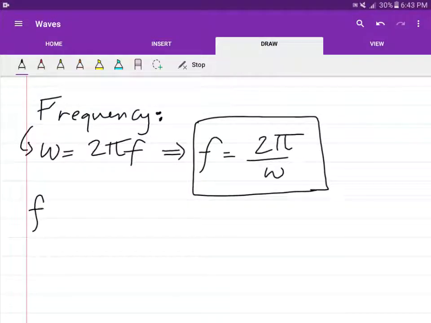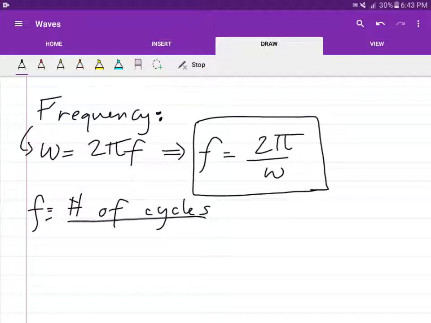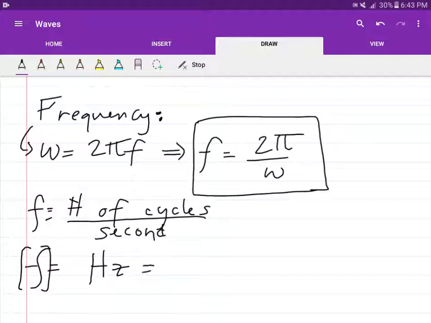So frequency tells you the number of cycles per unit of time or per second. So it is measured in hertz. Or if you want to take the units of frequency, it is equal to 1 over second or cycles per second.